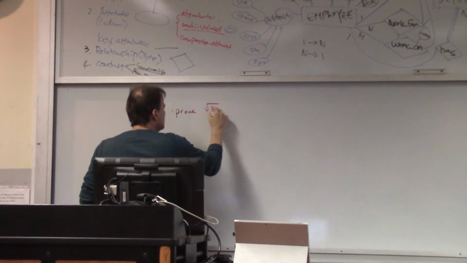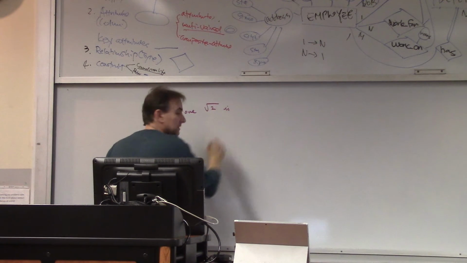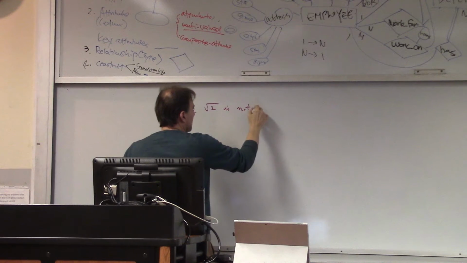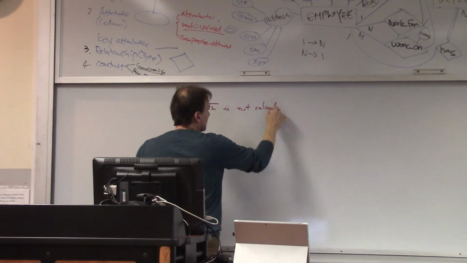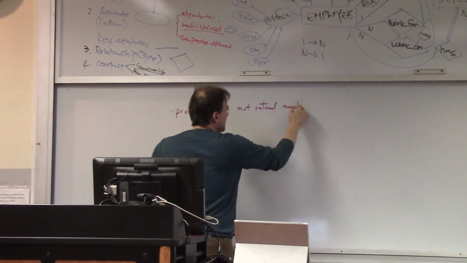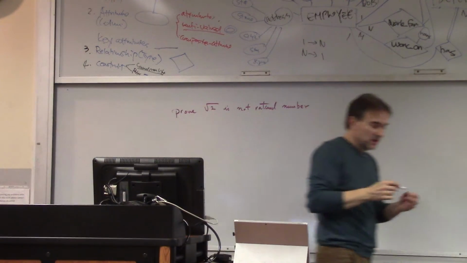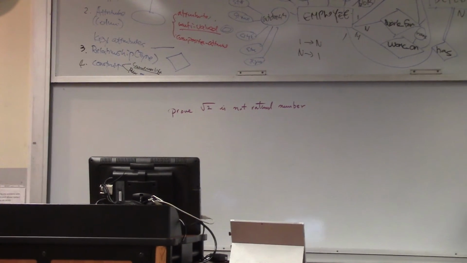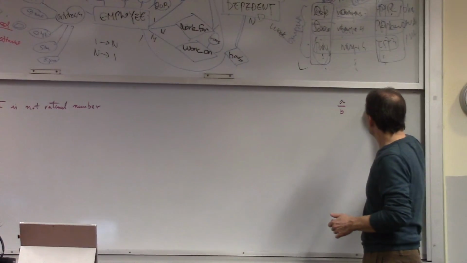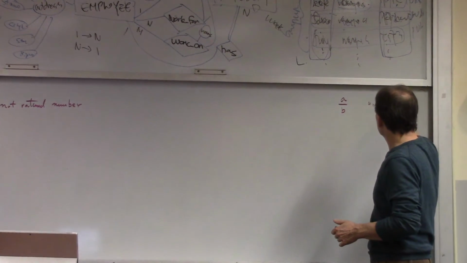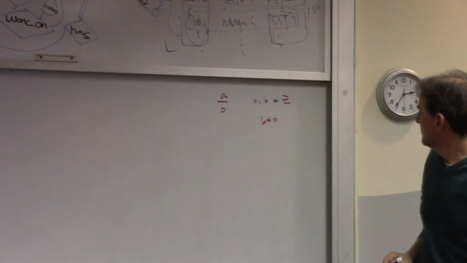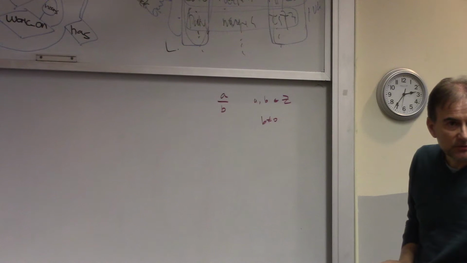So we're going to try to prove that the square root of 2 is not a rational number. Now, do you guys remember what a rational number is? A rational number is a number that can be expressed as a ratio of a over b, where a and b are integers. And of course, b cannot be equal to 0, but we know that, right? So a rational number is basically a ratio of two integers.